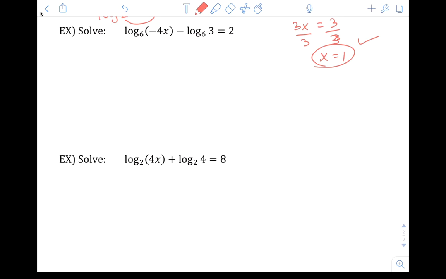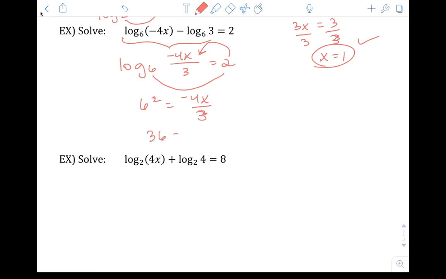Okay, I'm hoping you're starting to catch on. Condense. When you see subtraction, it means division. Negative 4x goes in the top, 3 goes in the bottom. Loop swoop, converting from bay to bia, from logarithmic to exponential form. 6 to the second equals negative 4x over 3. So 36 equals negative 4x over 3.